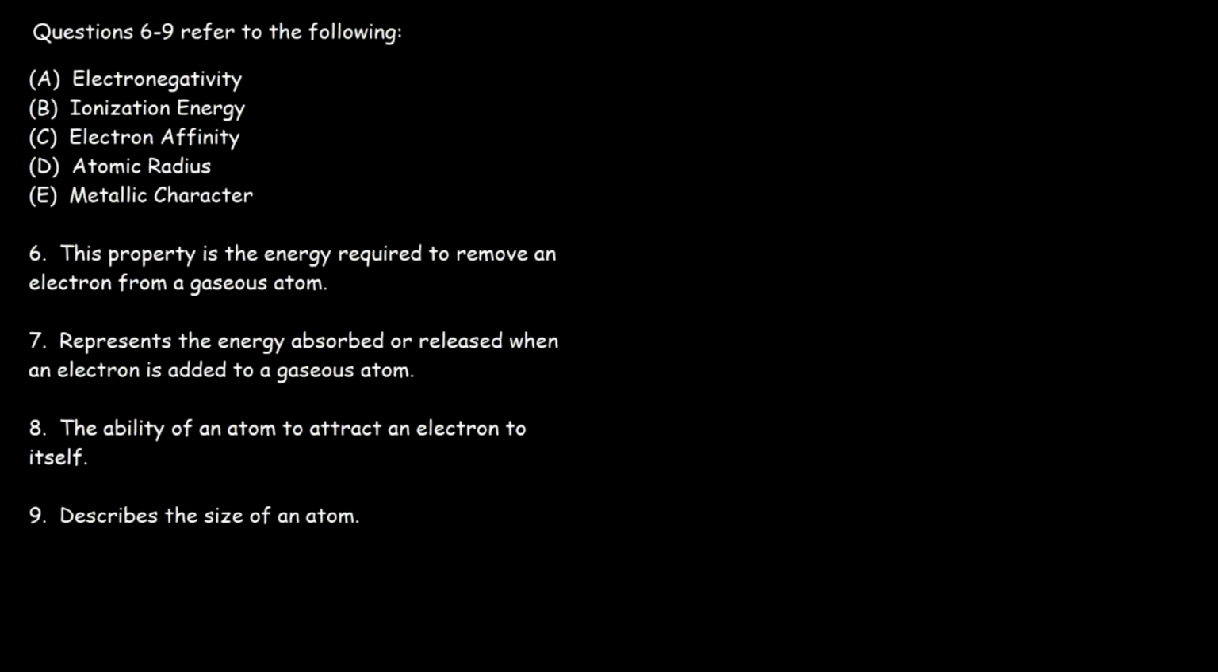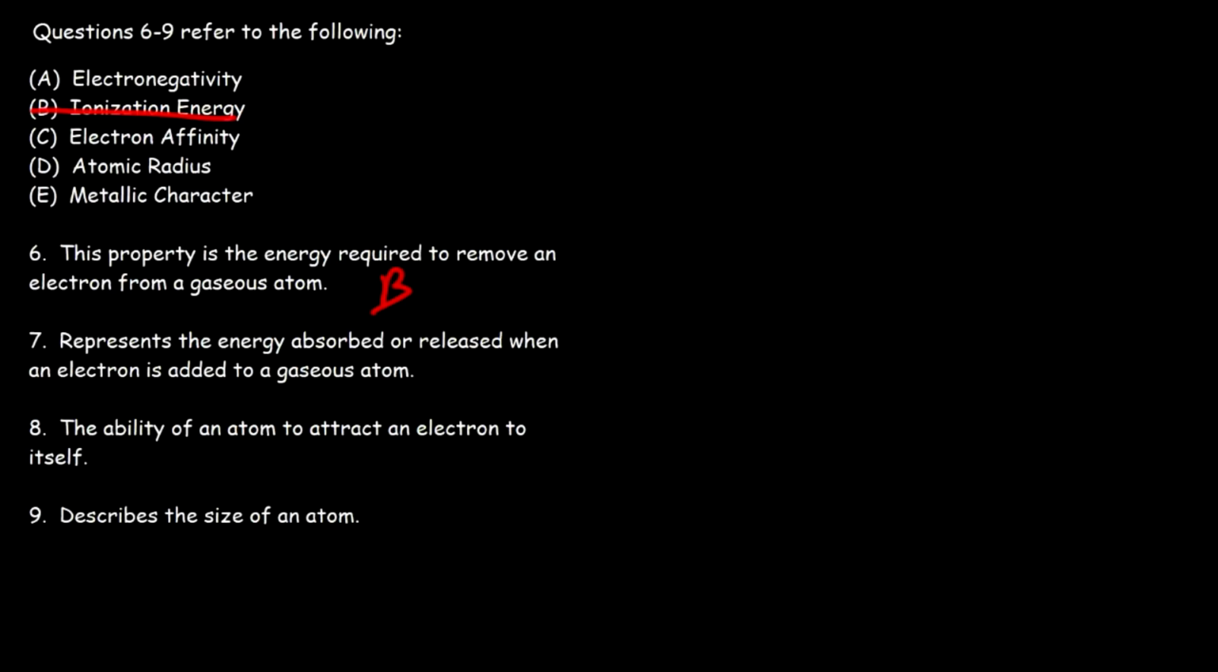Now, this is basically a definition type problem, and this is just something you have to know. The energy required to remove an electron from a gaseous atom is basically ionization energy. Because once you're removing an electron from a gaseous atom, you're creating an ion. So basically, it's the energy to create an ion, or ionization energy. You can think of it that way.